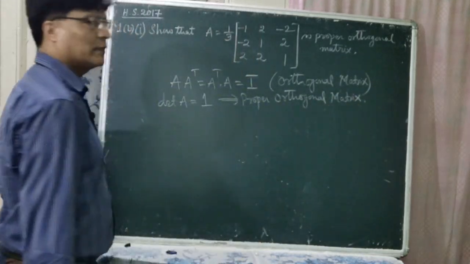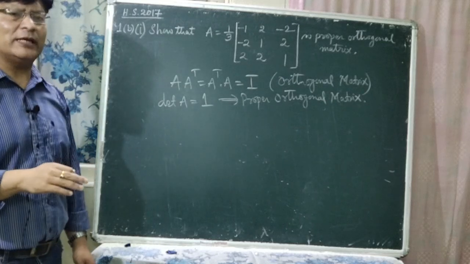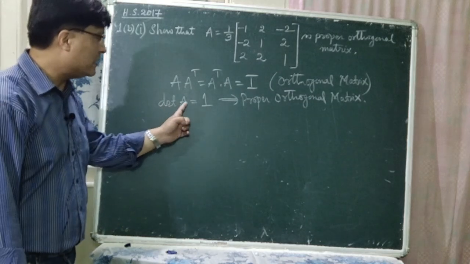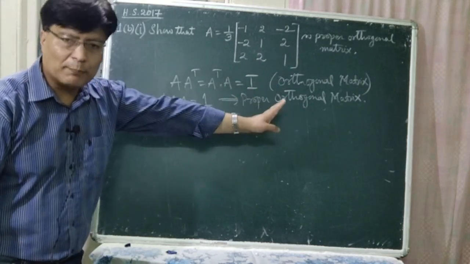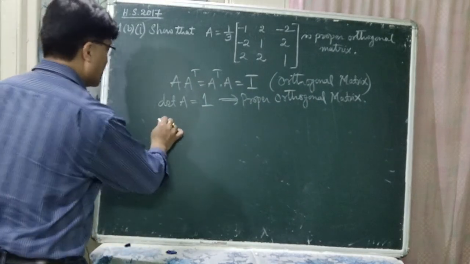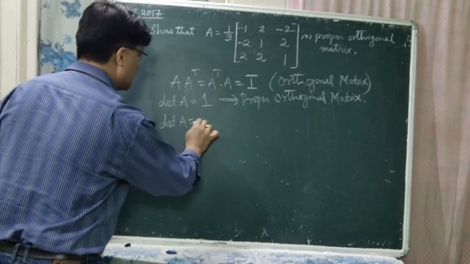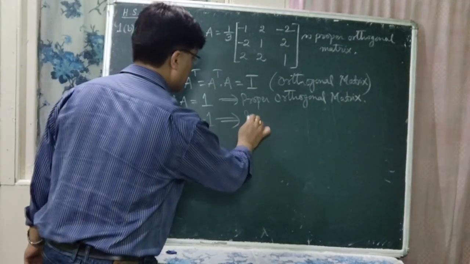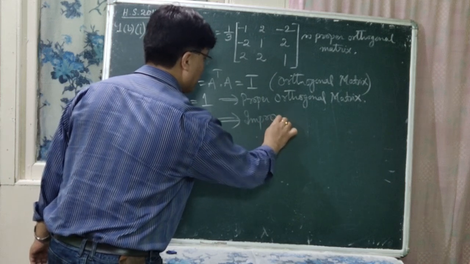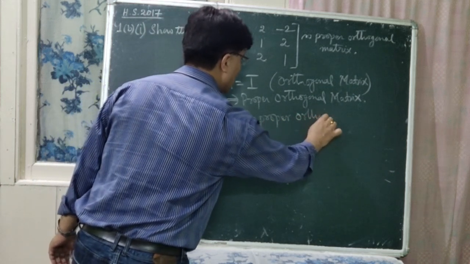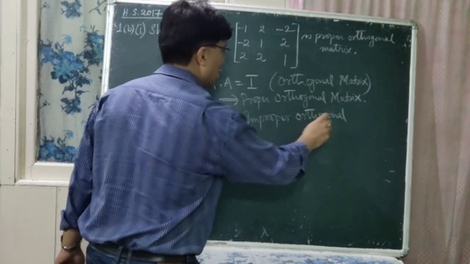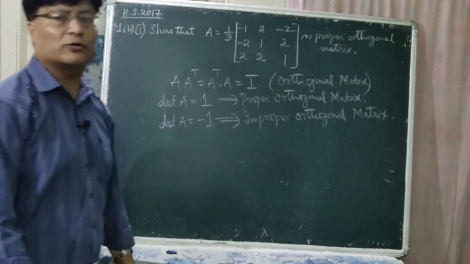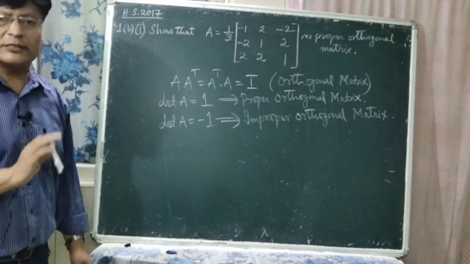यदि हामीले A dot A transpose dot A is equal to I prove गर्यो भने त orthogonal matrix भनिन्छ यसलाई. फेरि हामीले det A is equal to 1 prove गर्यो भने त्यसलाई के भनिन्छ रे? Proper orthogonal matrix. But if you prove det A is equal to -1, then this is known as what? Improper orthogonal matrix. So you have understood this definition.